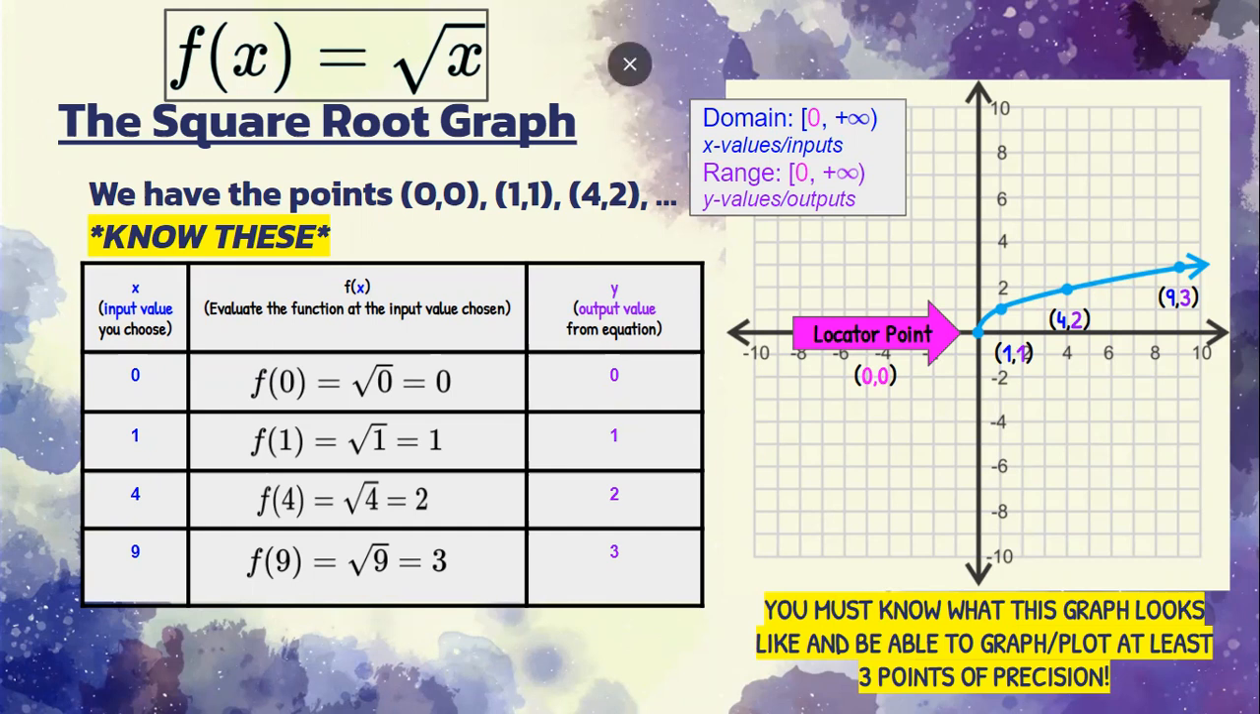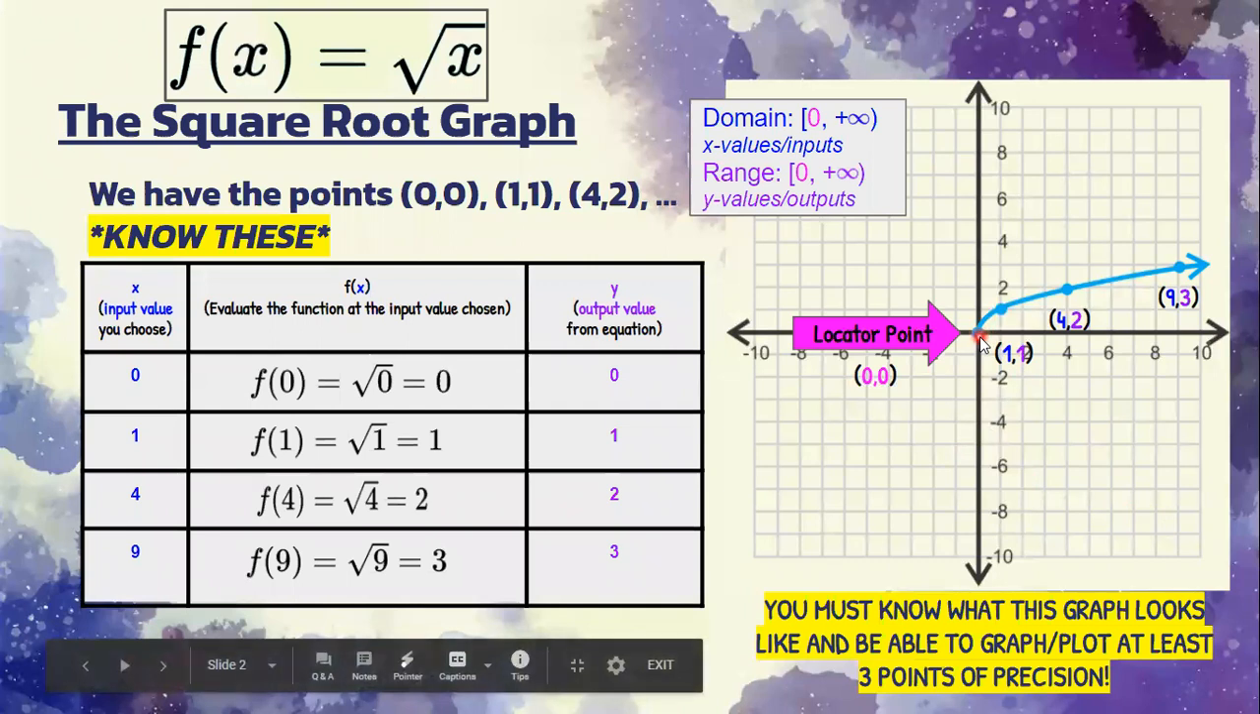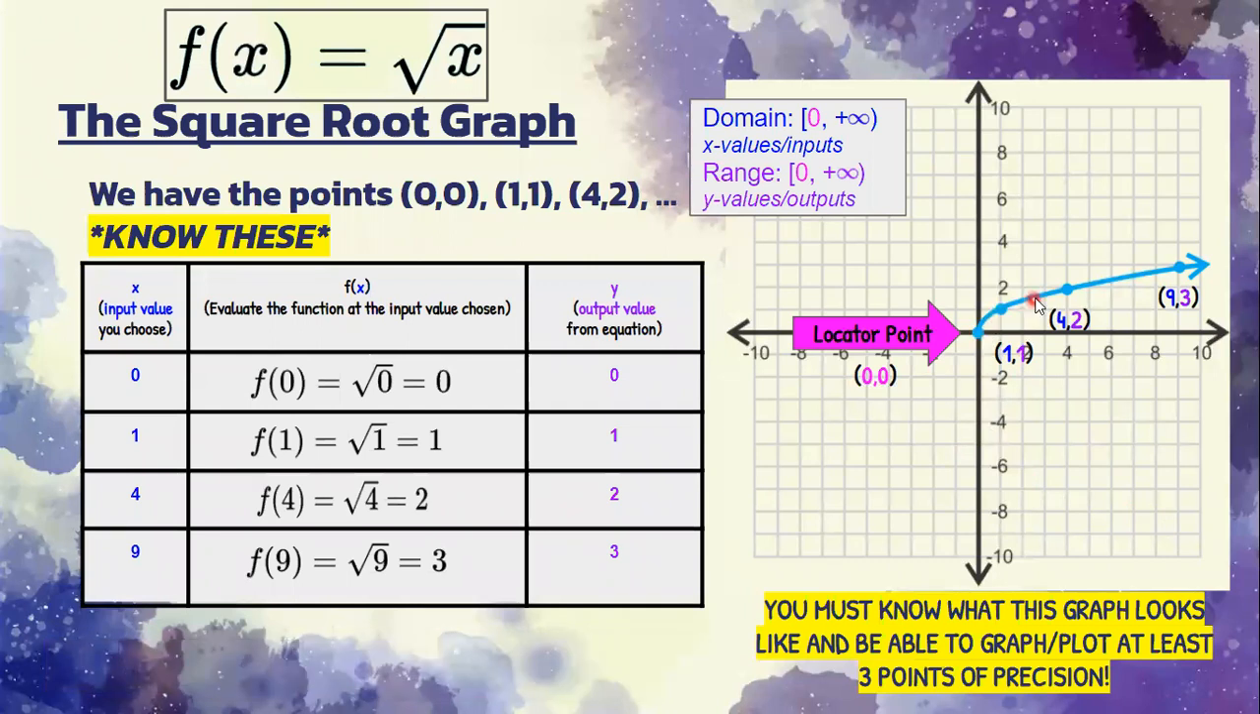As you can see on the right over here, we have our graph starting at (0, 0), (1, 1), (4, 2), and (9, 3). The way these points were derived is for every x value we chose, we got out the output. So for example, when x is 0, f of 0 is the square root of 0, which gives us our output value of 0. So that becomes the point (0, 0), which is what we called our locator point. That is the official start of our square root graph.